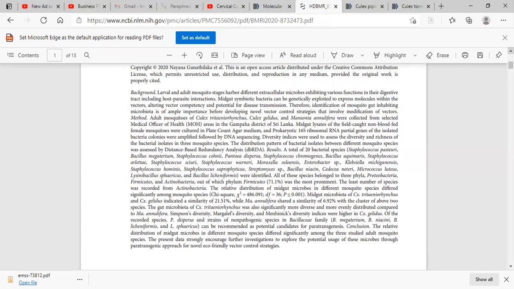In conclusion, this study indicated that different mosquito species have significantly different microbiomes. This is another important part that I would like to tell you in today's lesson. The dominant bacteria were from the three phyla Proteobacteria, Firmicutes, and Actinobacteria, but the Firmicutes were the most prominent in this study.